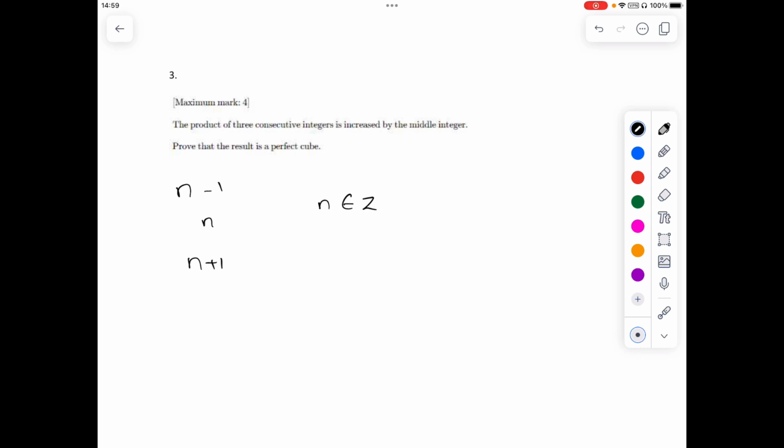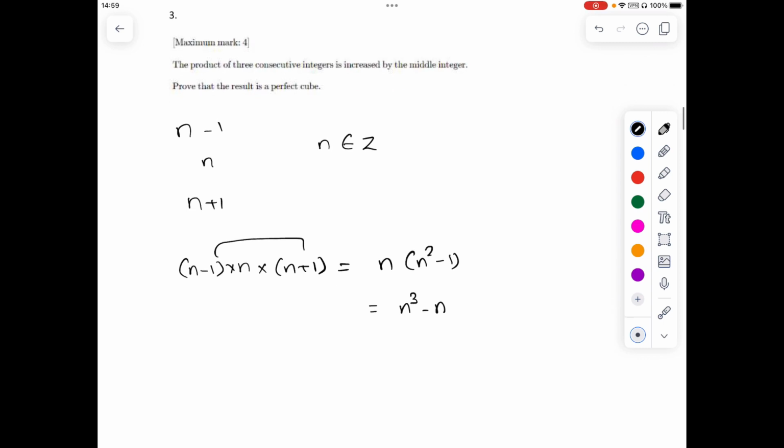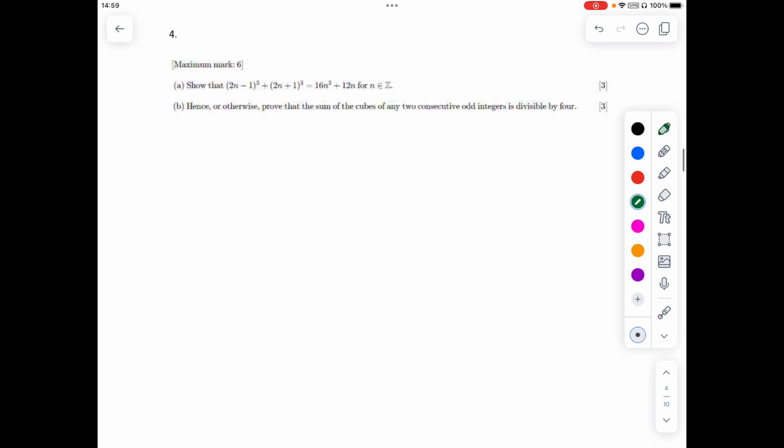Now what is he telling us? The product of these three integers, n times (n minus 1) times (n plus 1), is nothing but what? n times (n plus 1) times (n minus 1) is n times (n square minus 1), which is n cube minus n. Now the product of these three integers is increased by the middle integer, so n cube minus n plus n. So n and n get cancelled, leaving n cube, which is a perfect cube. That has to be proved.